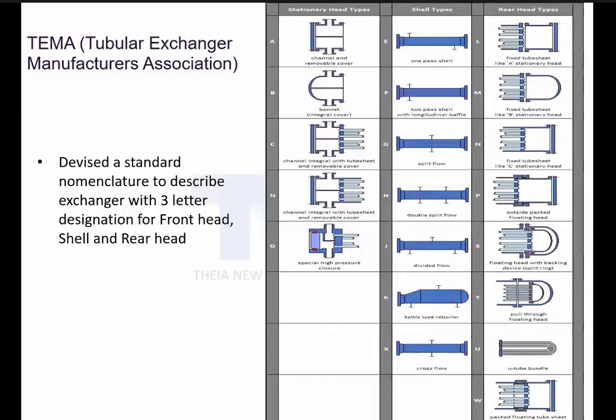If you go for B, there is no such thing. I need to dislocate and remove my inlet and outlet flanges, and the pipeline has to be removed. Just imagine. Then I need to remove this entire bonnet, then pull out this exchanger. C is again the same thing; the only difference is that in C the tube is fixed in the channel itself.